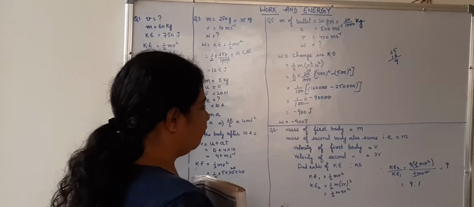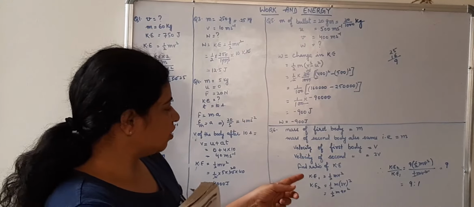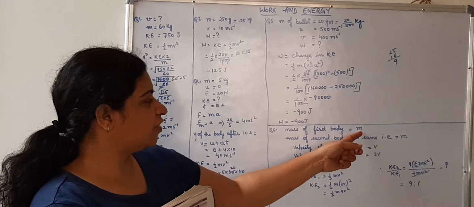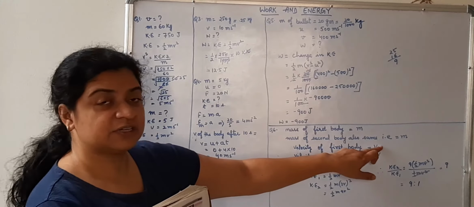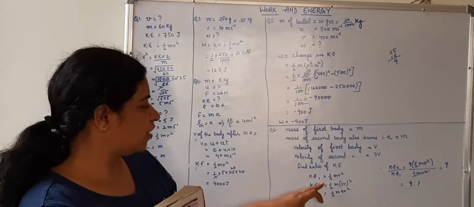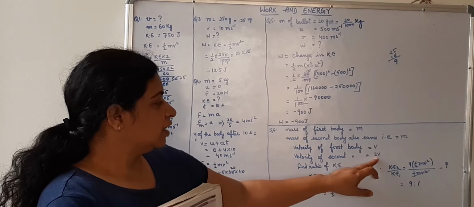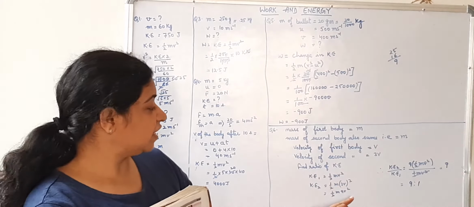Find the ratio of kinetic energy. First find the kinetic energy of the first body. Very simple, half mv square. This is the first mass and this is the first velocity, so apply this in the formula, half mv square. What is the kinetic energy of the second body? Half m into 3v square. 3v square, that is 9v square.